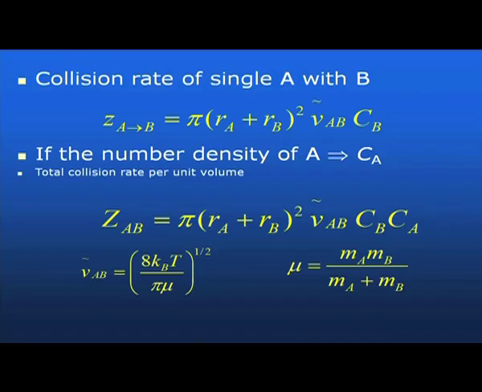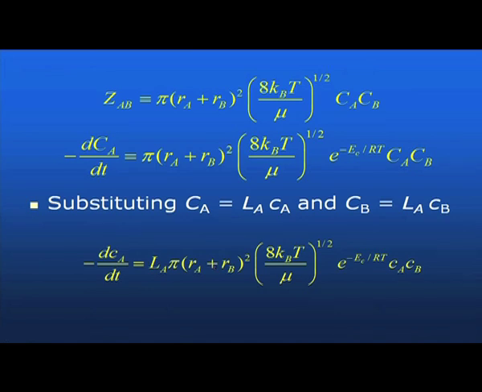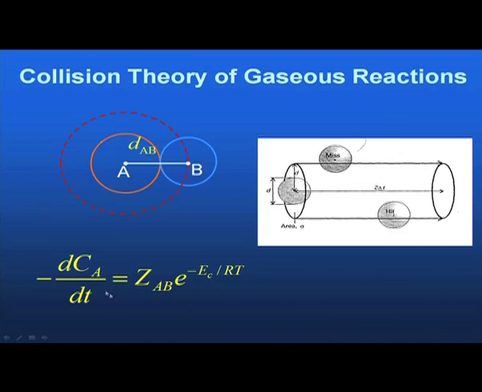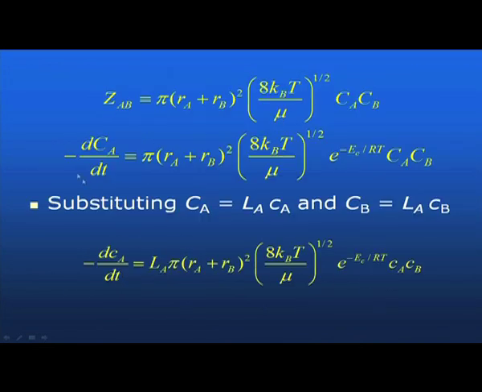Okay. So, therefore, ZAB is equal to pi (RA plus RB) square VAB average CA CB. So, you can just plug in the expression for VAB and see what we are getting. So, capital ZAB will be equal to pi R square, that is pi dAB square, times this length that it is covering in unit time, times CA CB. So, this is the collision rate, that is the total number of collisions that A and B molecules are making in unit time, in unit volume. Therefore, if you plug this into the original expression, then we get minus dCA dt is equal to pi (RA plus RB) square 8 kB T by mu.